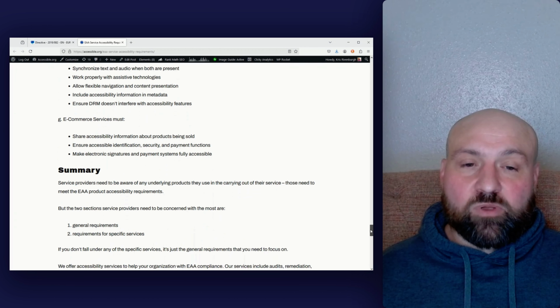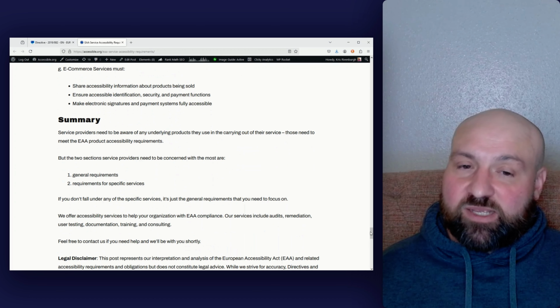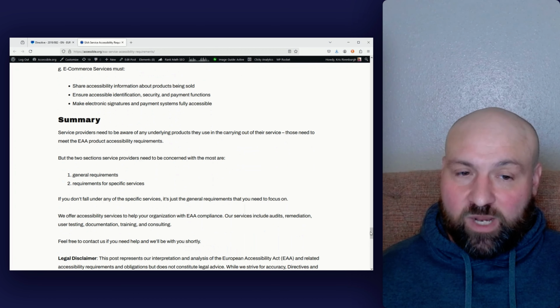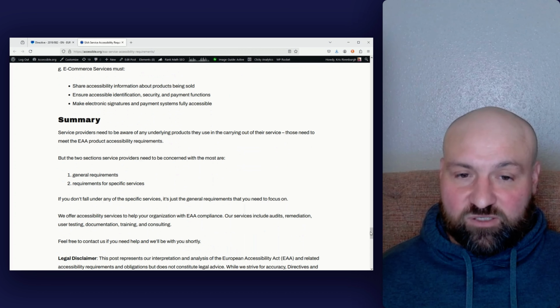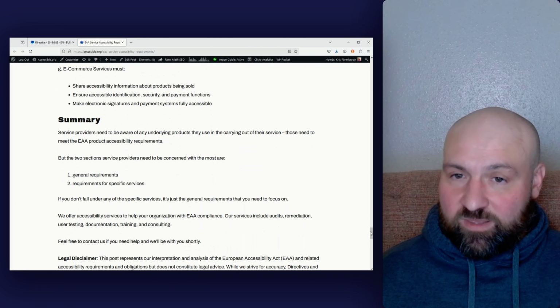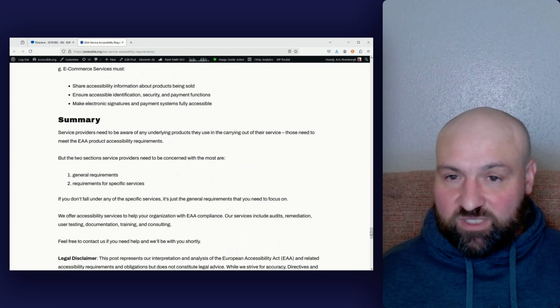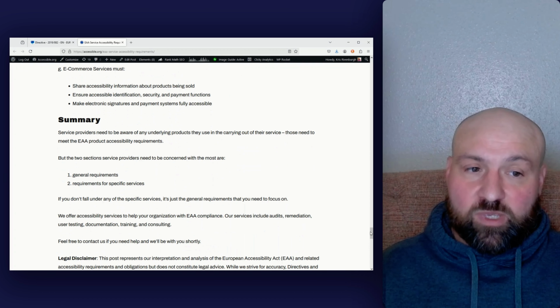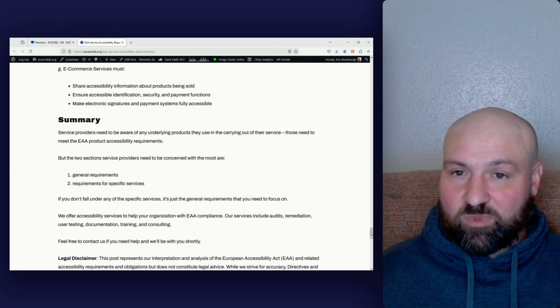All right, so for this post, we are now at the end. We have the summary, and the summary is that service providers need to be aware of underlying products that they use in the carrying out of their services. Those need to meet the EAA product accessibility requirements. And this is one thing that I skipped over as I was going through this post, but this is very important. So if you are using a product to help you carry out your service, you need to make sure that that product is accessible as well.